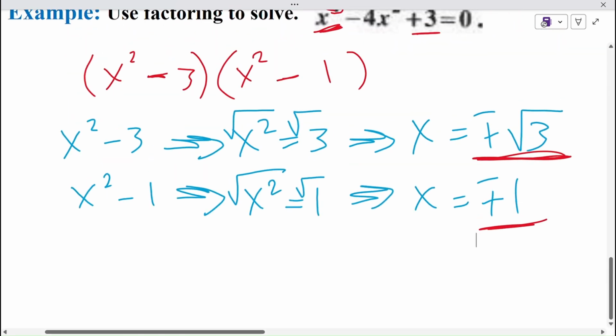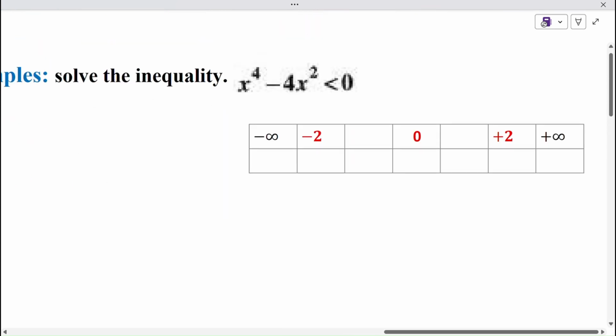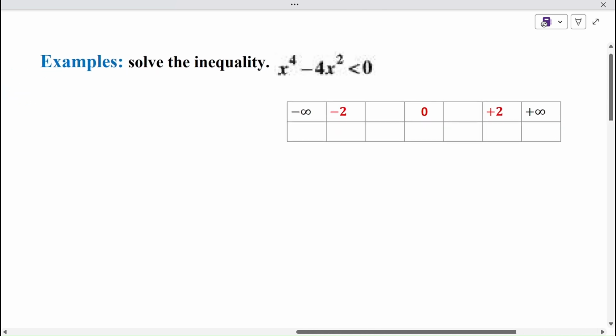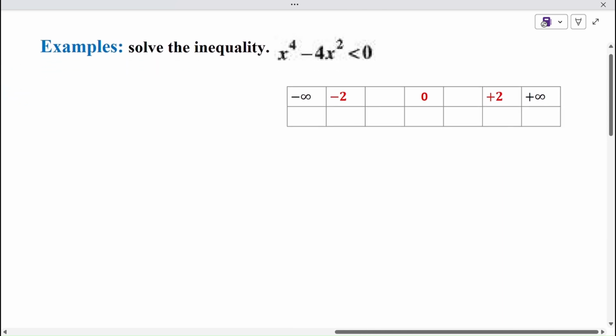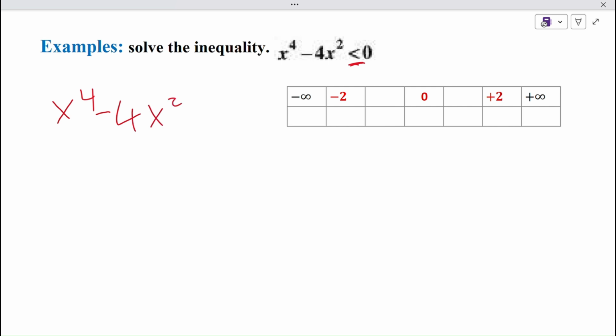Okay, let's solve the last example. The last example, we have an inequality. This example says solve the inequality. Okay, at first, just set it equal to 0. Don't look at this sign. Equal to 0. This polynomial is equal to 0. X to power 4 minus 4x to power 2 is equal to 0.